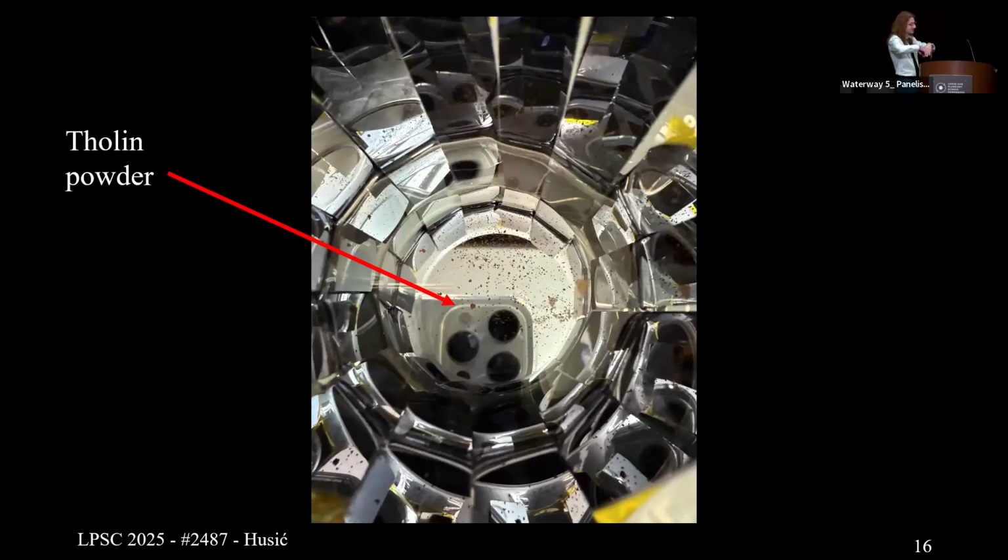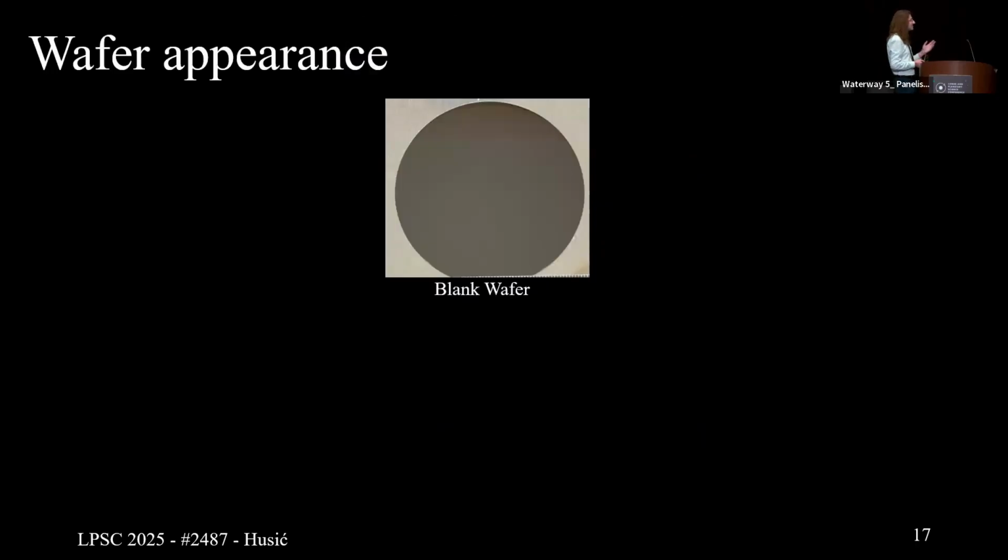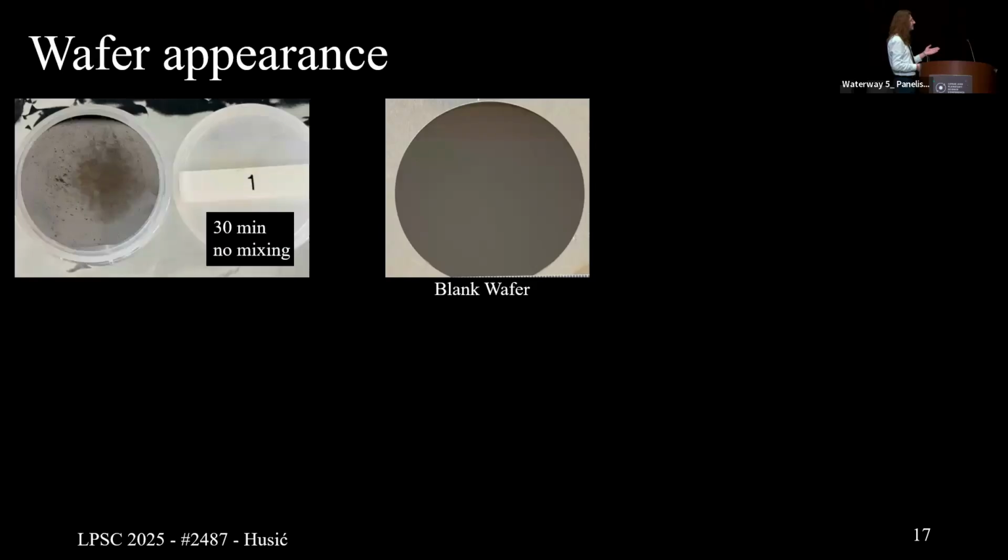And then we also had another setup on the edge for the coffee rings as things dry for those experiments. I will not be showing this stuff on the edge. It's just too much. So we'll start with this. That's what the blank clean wafer looks like. The 30-minute with no mixing looks like this.